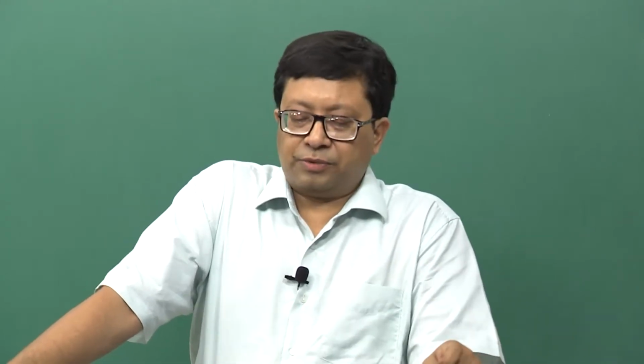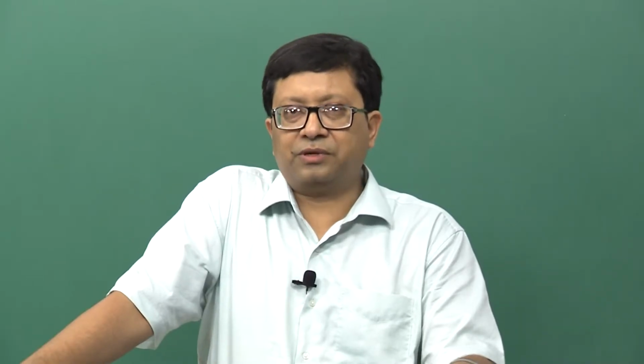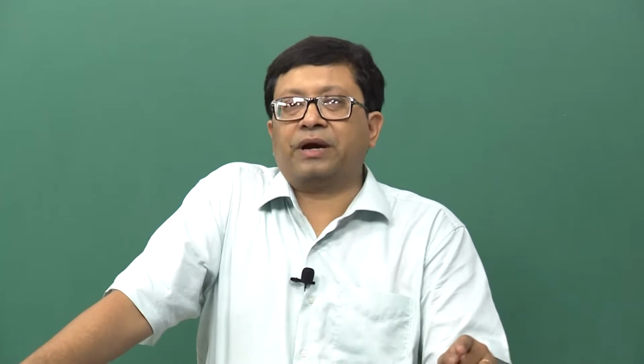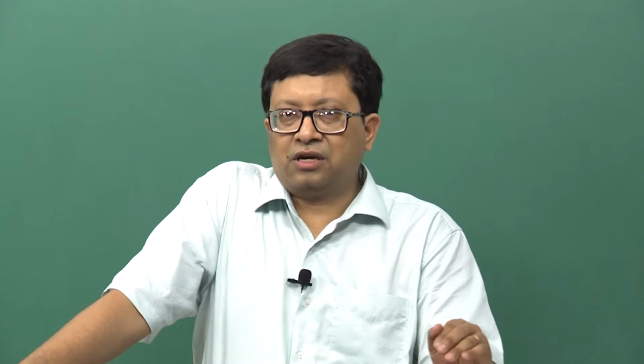So, now we will consider the principal component analysis, which is a multivariate, ordination technique used to display patterns in multivariate data. So, we want to find out the components which are principal, based on which we get the maximum amount of information, that is basically the idea. So, in the multivariate case, if there are different types of variables which have their effects, we want to break down the effects in such a way that we are able to, in a simple way, rank them from the maximum variability to the least variability, so that we can say with confidence.